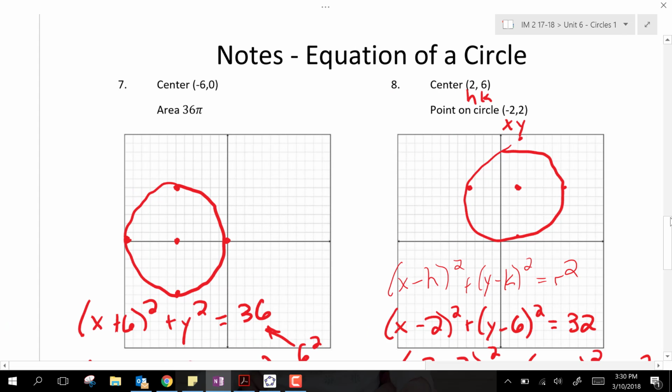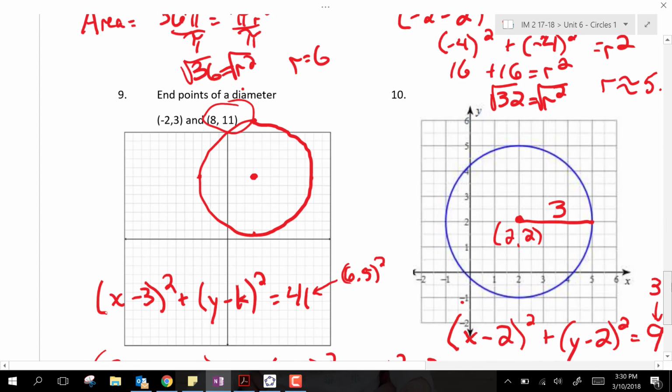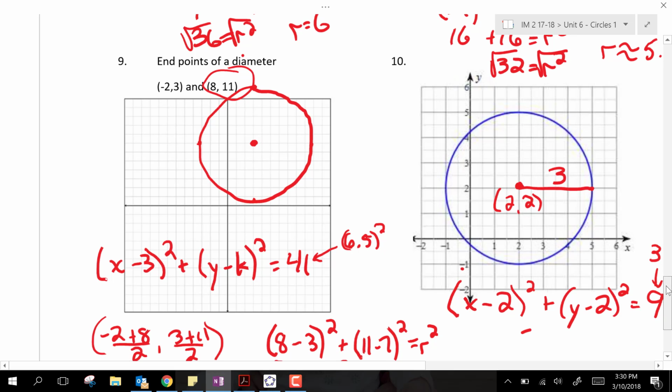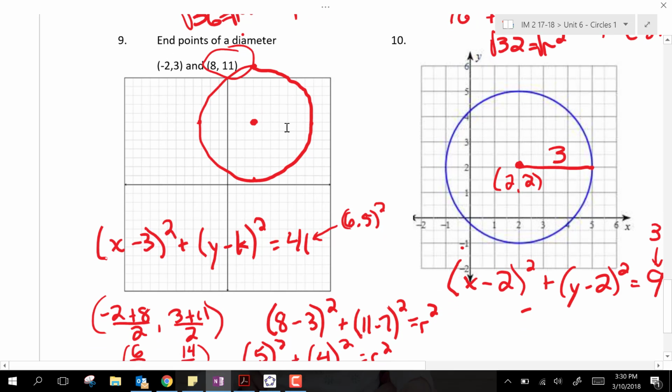All right, let's take it a couple steps further. Now we have the endpoints of a diameter. We don't even have the center of the circle or the radius. So we know that the midpoint of the endpoints of a diameter would be the center. Center is in the middle of the ends.